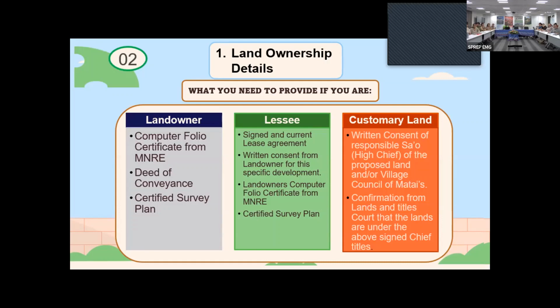If the developer is leasing from somebody, they must provide us a signed and current lease agreement with the names of the landowner and also the name of the developer. And together with that land lease agreement, they must have a specific letter of consent from the landowner to say that they are giving you the okay for this specific development that you are applying for.